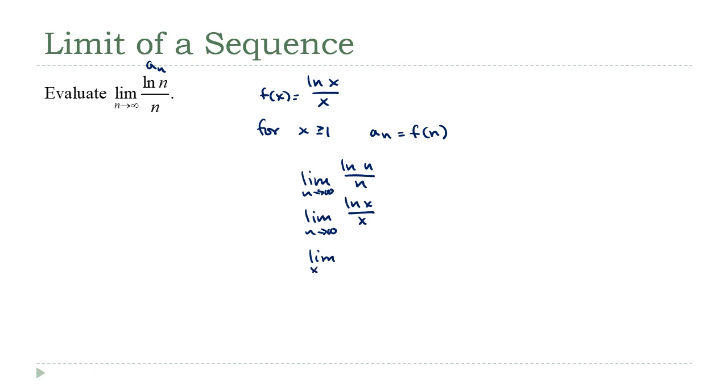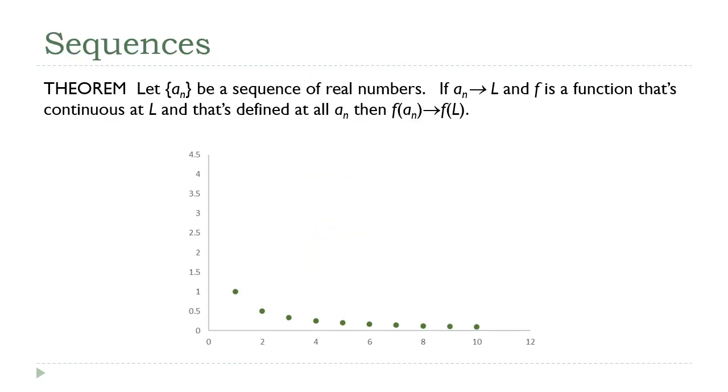The limit as x goes to infinity, and I should have switched. That should be an x there, not an n. The limit as x goes to infinity of 1 over x divided by 1, and this is going to be 0. Right? So there's our result. That is the original limit, the limit of the sequence. So this theorem gives us a way to talk about a function of a sequence.